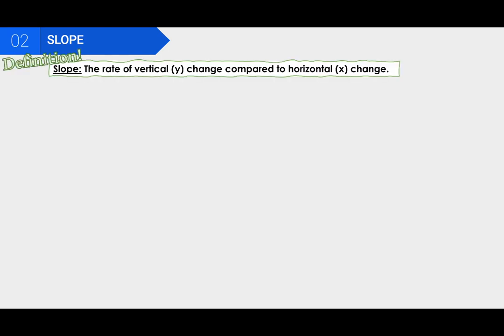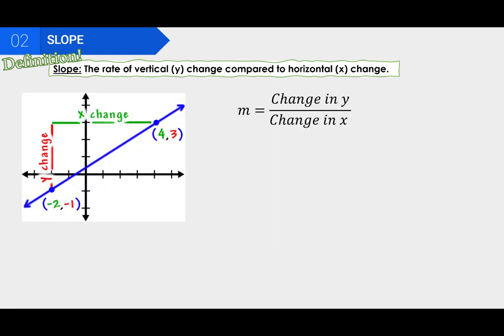In the last video we defined slope as the rate of vertical change, or the change in y, compared to the horizontal change, or the change in x, and that rate can be written as a fraction. So let's go look at a graph and find that slope, that fraction. Let's start with the change in y.